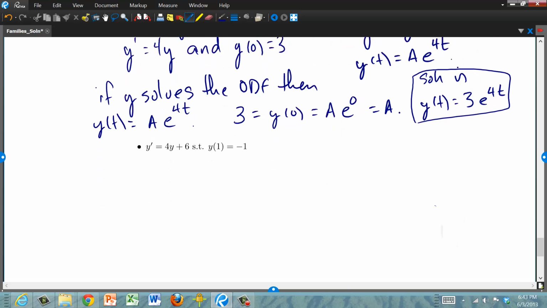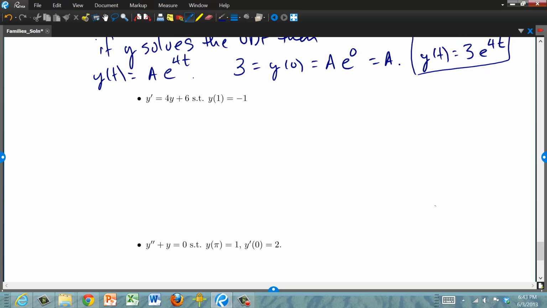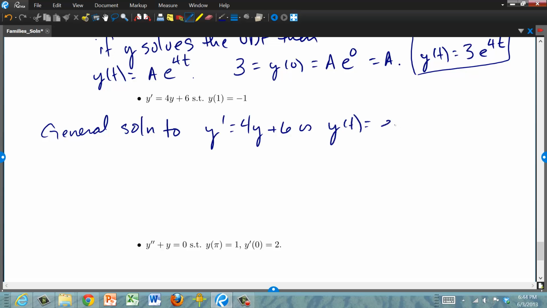Okay, so let's move on a little bit. Suppose I tell you that the general solution to y prime equals 4y plus 6 is y of t equals a e to the 4t plus 6. Okay, can you solve this initial value problem? Think about it for a minute. What would you do?